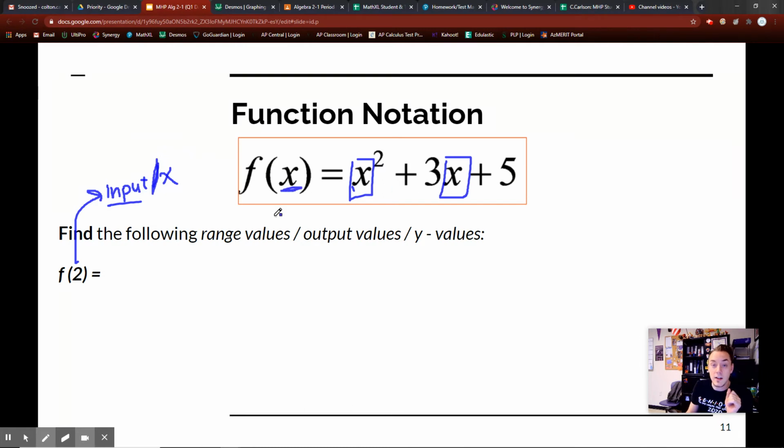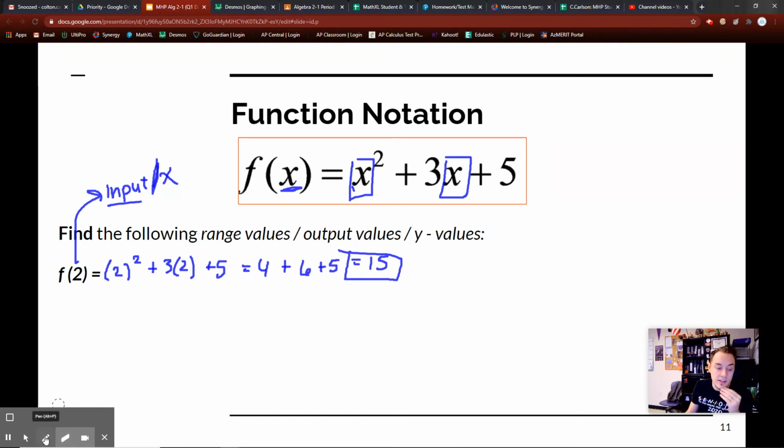Notice I'm using x's now instead of n's. Now we're going full on function, no more lefty, righty, arithmetic sequence junk. Let's start plugging it in. So I have 2 squared, plus 3 times 2, and then plus 5. This will equal 4 because 2 squared is 4, plus 6, and then plus 5. Then I can add them all together. This equals 15. Awesome. Notice I put parentheses around the squared part. Make sure you do that.